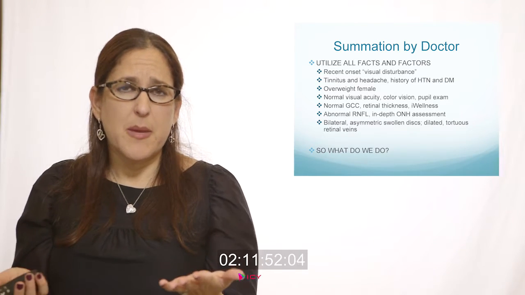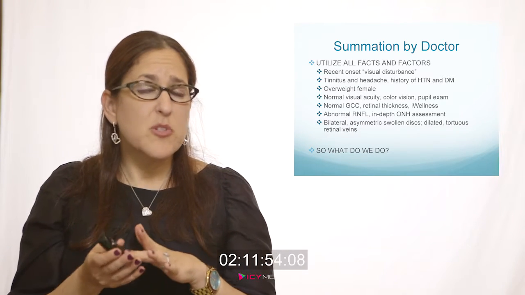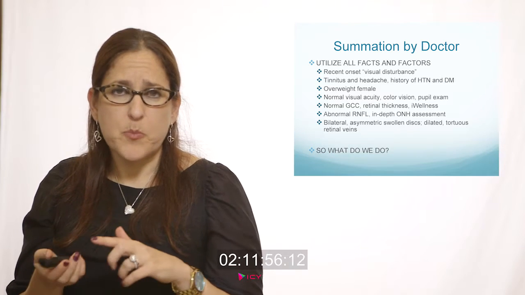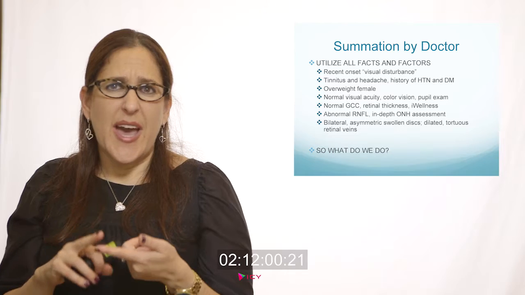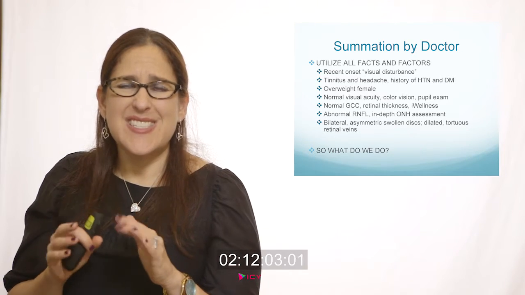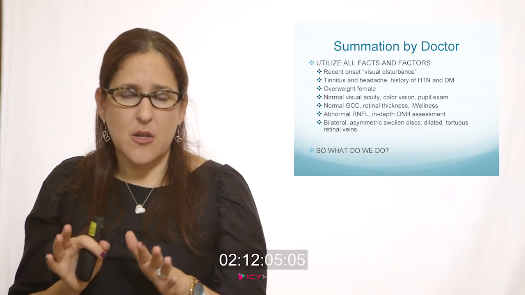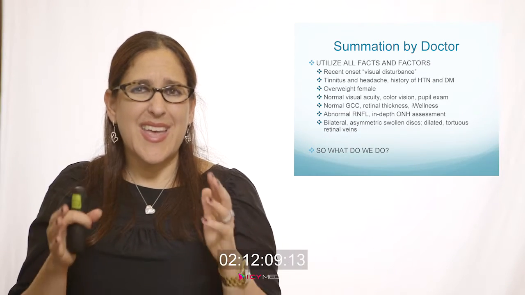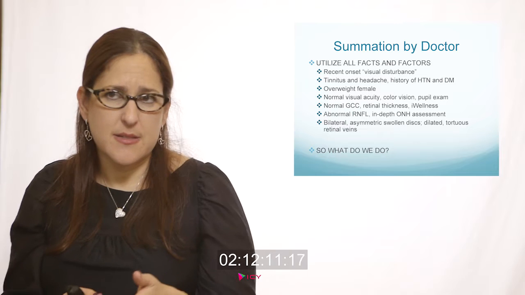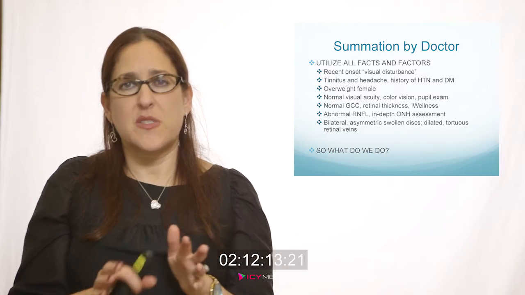She's an overweight female. She's got normal vision, which we would expect with papilledema. Her color vision is normal, which we would expect. Her pupils are normal. She had a slightly abnormal GCC on specialized testing. Her RNFL was abnormal, and she's got that bilateral asymmetric swollen discs with the dilated tortuous veins.